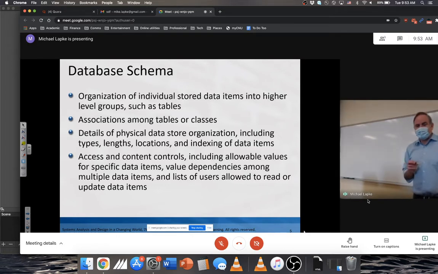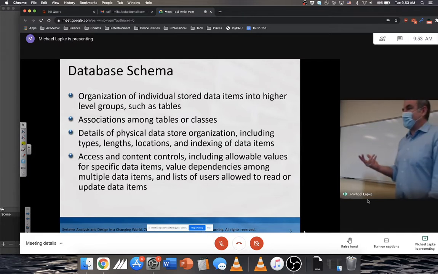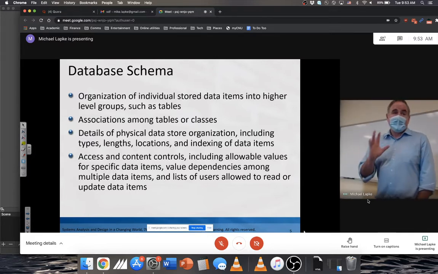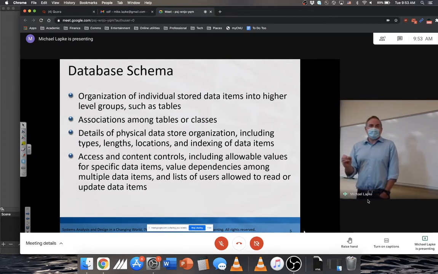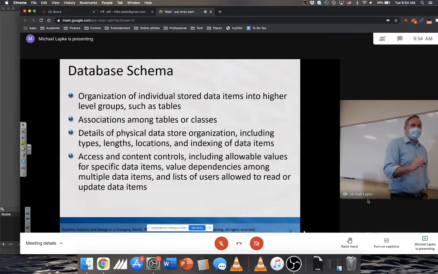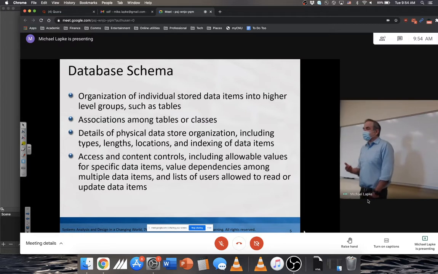Details of the physical data storage, including types, lengths, locations. That's what I mentioned the first time the schema came up. This is the descriptions of the actual data types and what it means when I say a long integer or a variable character. And the important part about this is that there is no de facto standard between different DBMSs. So if I create a database in Oracle, I can't take that code and just run it in MySQL or SQL Server. The schemas are unique and proprietary between different DBMS software.